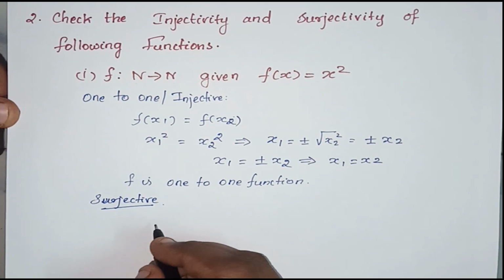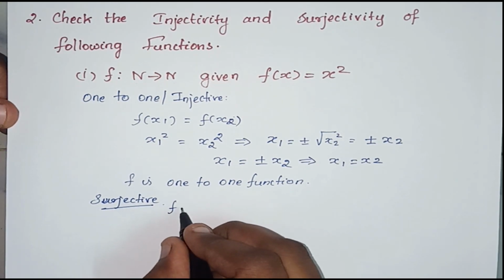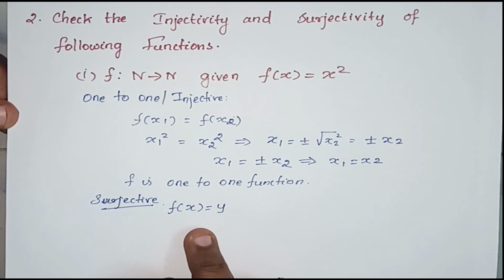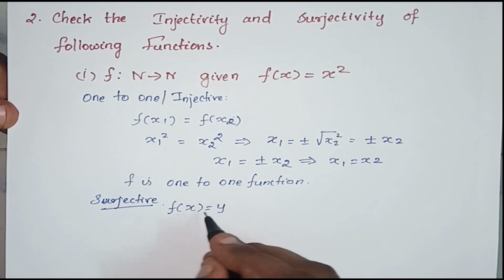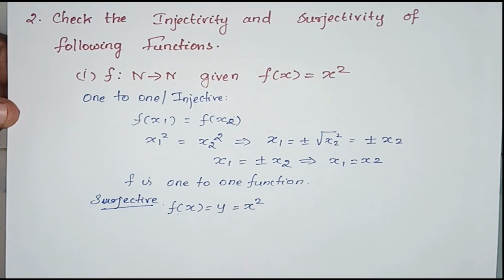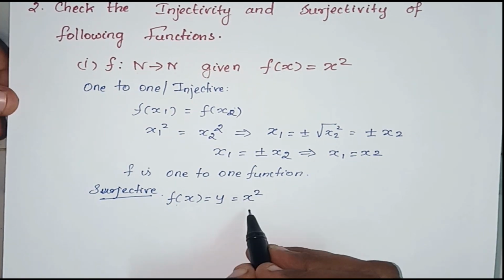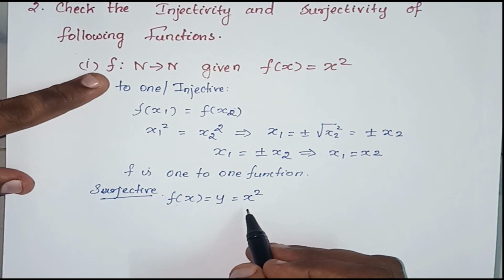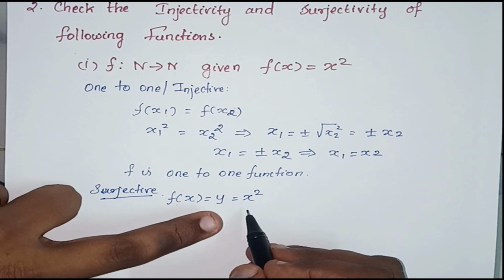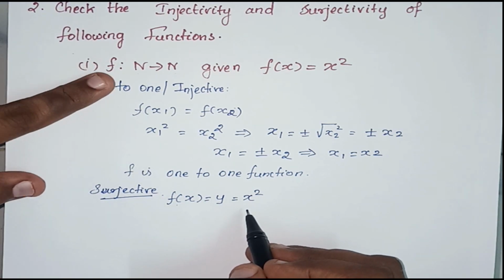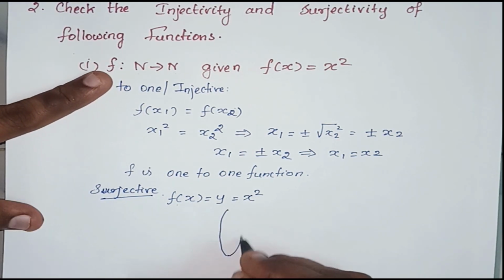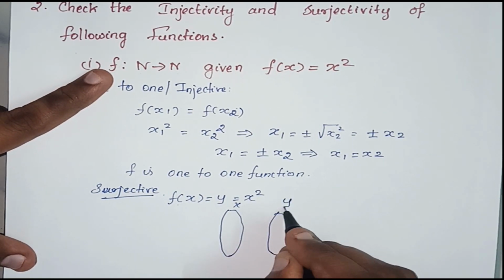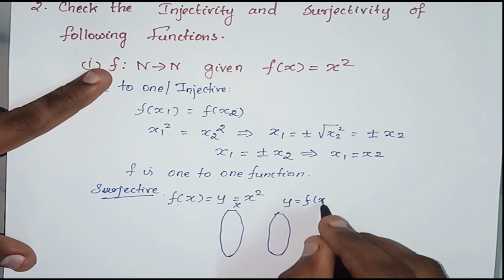Okay, for surjectivity, we need to check that f of x is equal to y. Here f of x is equal to x square. All the possible values of x are natural numbers, and all the possible values of y are natural numbers. That is given. So I am taking x as natural numbers, y also natural numbers, right?